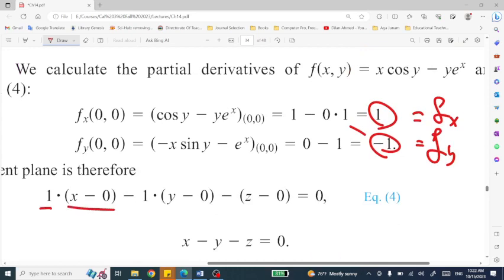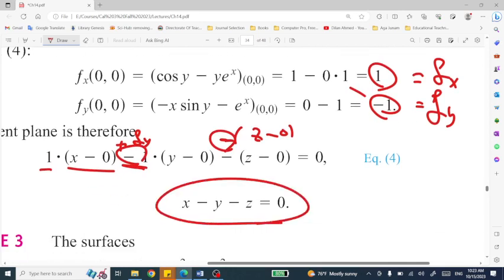fx times x minus x naught, plus fy times y minus y naught, minus z minus z naught. This is the result, the equation of the plane. This again, you know, this is the plane. So it's called the tangent plane.